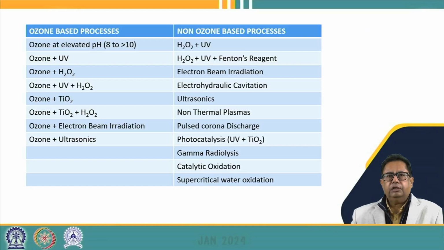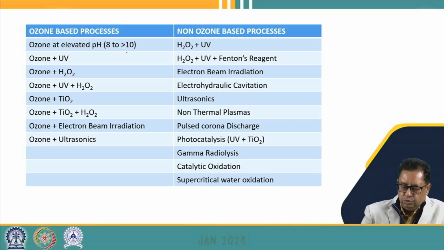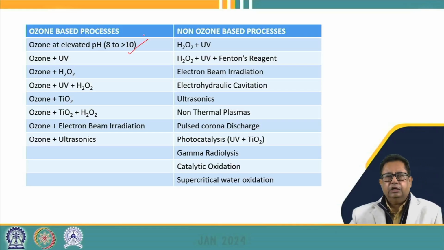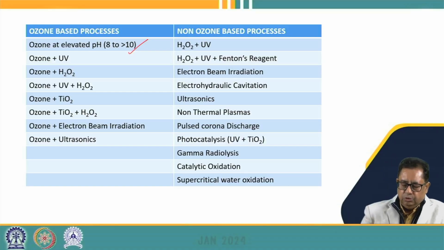So broadly, we can classify the advanced oxidation processes into two parts. One is called the ozone-based processes and the other is called the non-ozone-based processes. For example, when we are using ozone at elevated pH, that can lead to the oxidation of compounds. So this is called the ozone-based process. Similarly, the ozone and UV can be combined. We can combine ozone and H2O2.